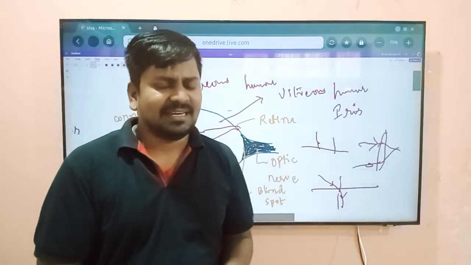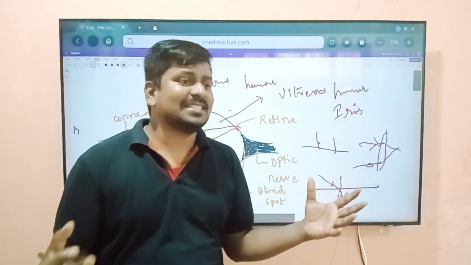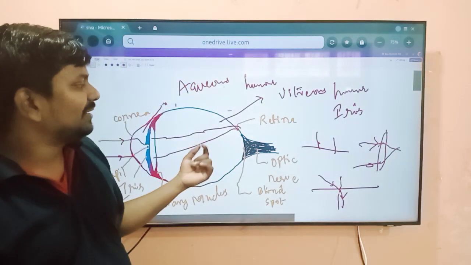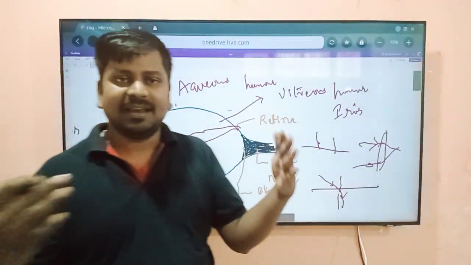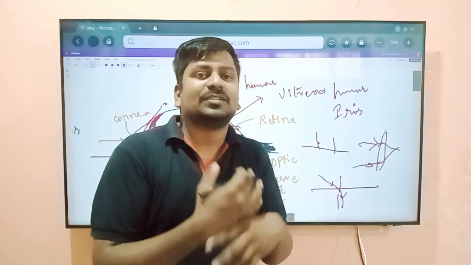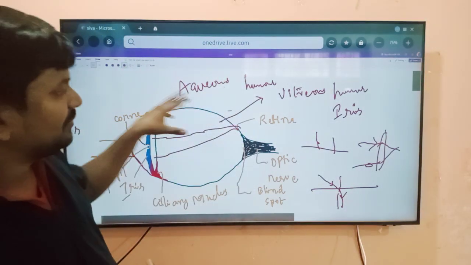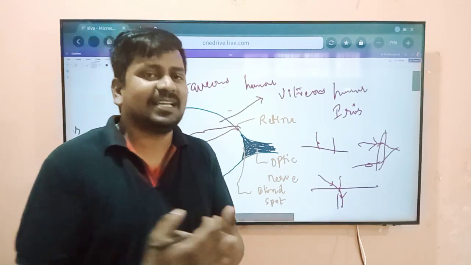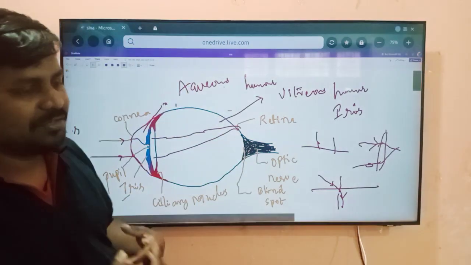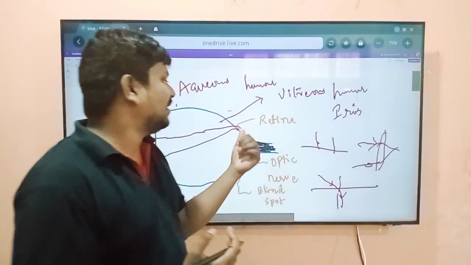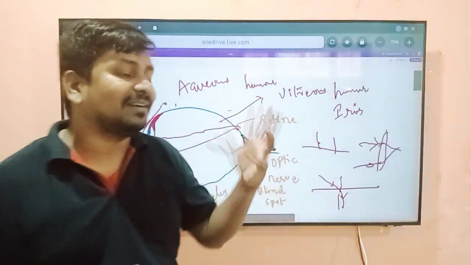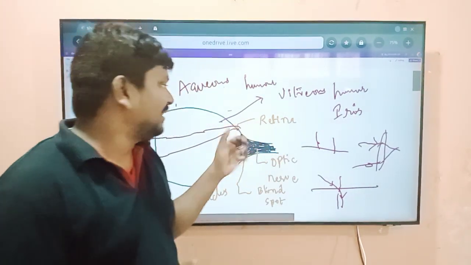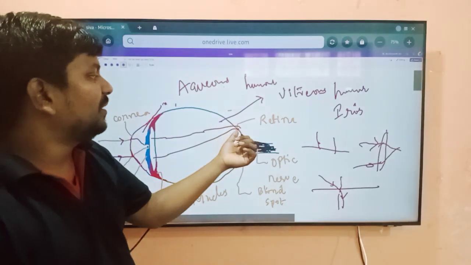So what is the retina? The retina is like a light-sensitive screen. When light rays are incident on it, the image will form. The object's image will be formed at the retina, and that will be converted into signals. What type of image will be formed? An inverted and real image will be formed at the retina.